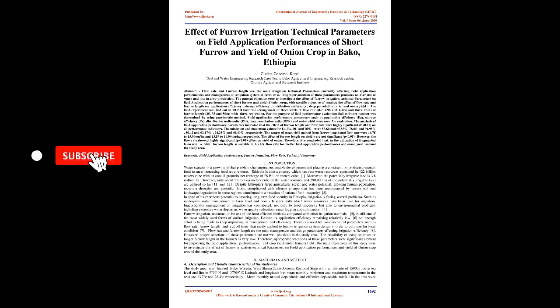The field experiment was laid out in RCBD factorial arrangement of 3 levels of flow rate, 0.7, 0.98, and 1.3 L/s, and 3 levels of furrow length, 25, 35, and 50 m, with 3 replications. For the purpose of field performance evaluation, soil moisture content was determined by using the gravimetric method. Field application performance parameters such as application efficiency, EA, storage efficiency, ES, distribution uniformity, DU, deep percolation ratio, DPR, and onion yield were used for evaluation.